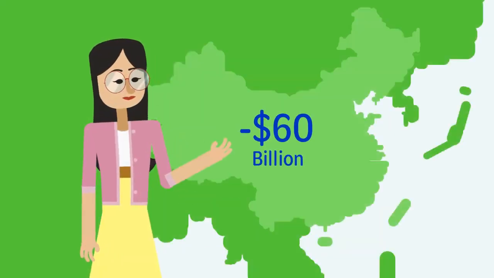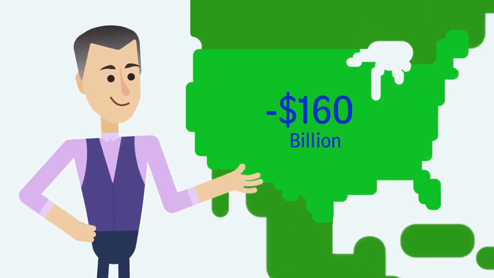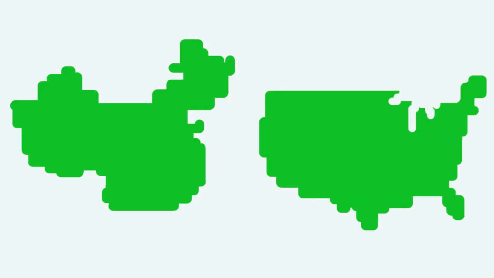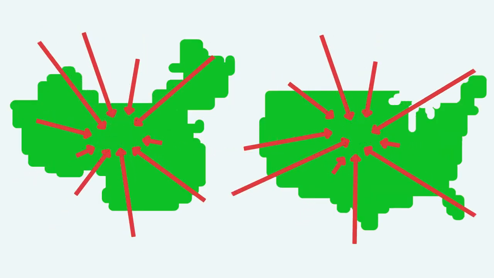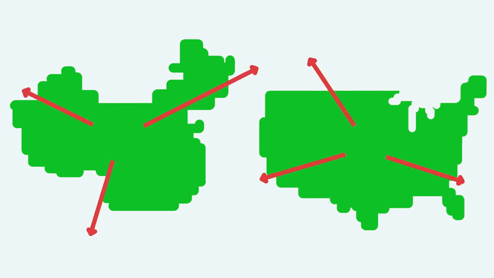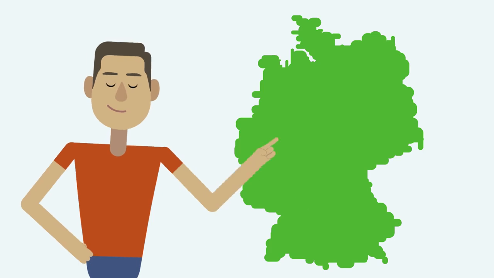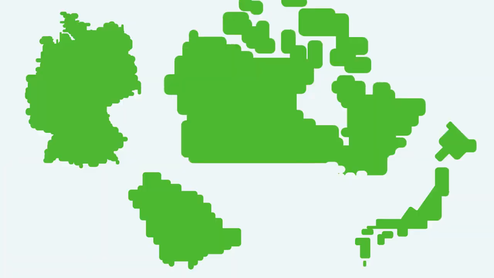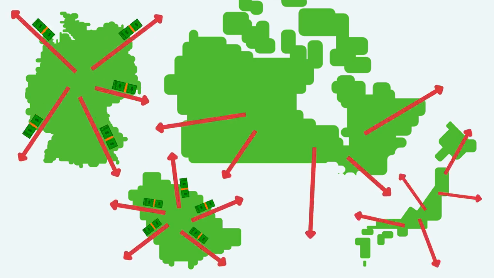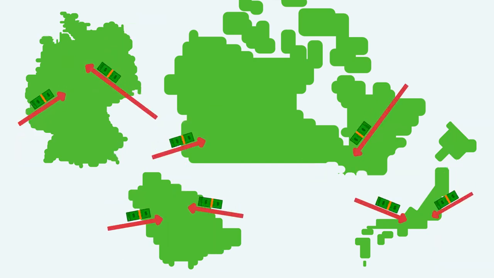China has a negative $60 billion net inflow, and the US has a negative $160 billion net inflow. Again, this means that countries invest more in companies in China and the US than China and the US invest in companies in other countries. Japan, Germany, Canada, and Saudi Arabia are all examples of the few countries with positive net flow, meaning they invest more in other countries' economies than other countries invest in their economies.